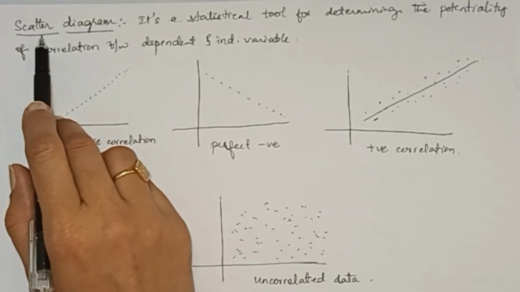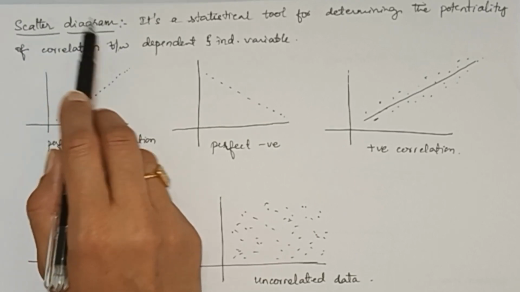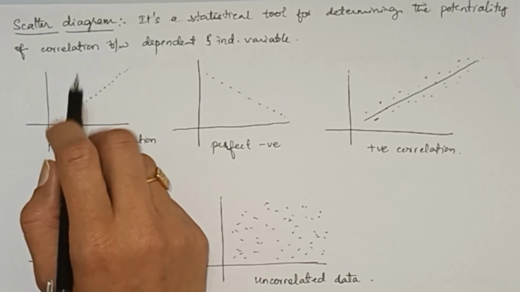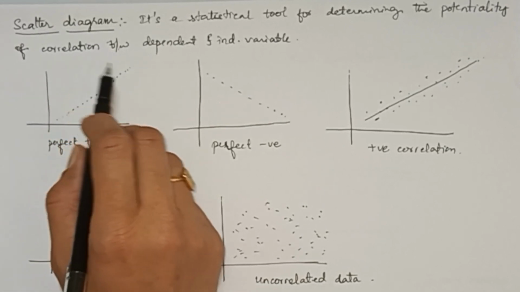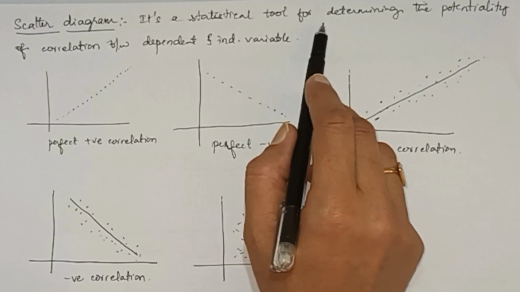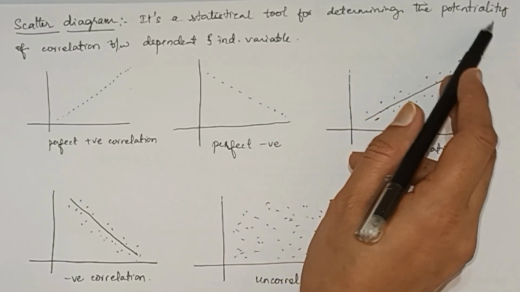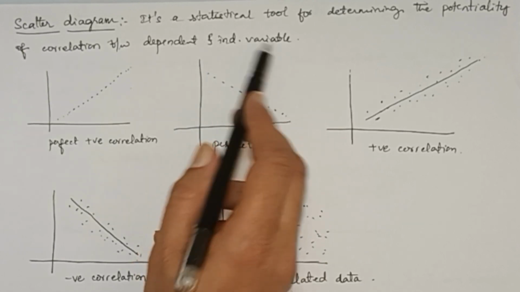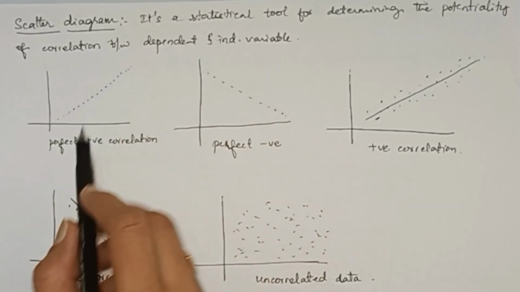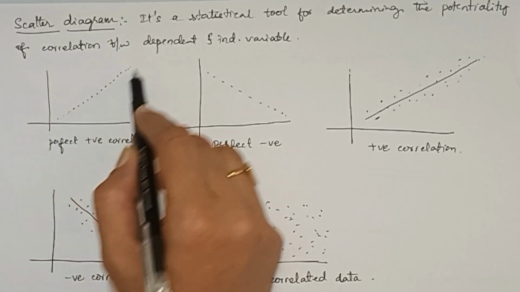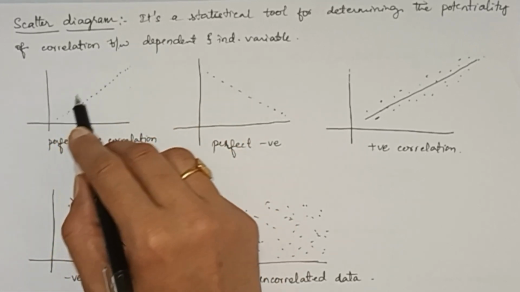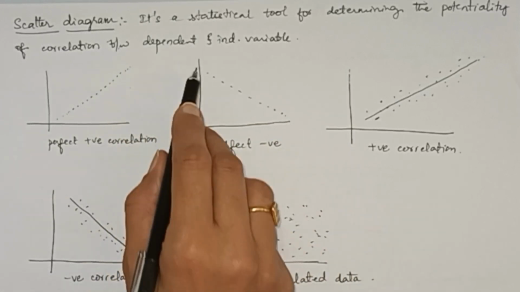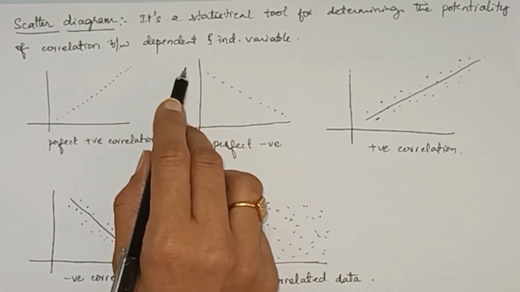Now, here's the concept of scatter diagram. You can use a scatter diagram to represent the data and to check whether the given data is correlated or not. So, it's a statistical tool for determining the potentiality of correlation between dependent and independent variables. And if that correlation is perfect positive, then you will get a straight line. The data points are aligned along the straight line. Perfect negative correlation means this is also a straight line, but it is in the decreasing way.